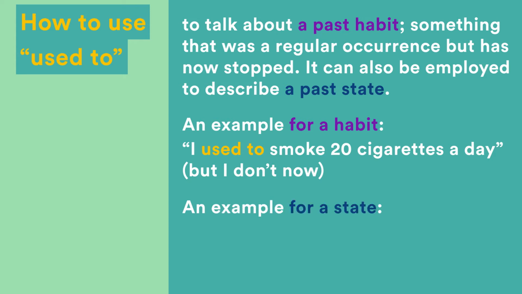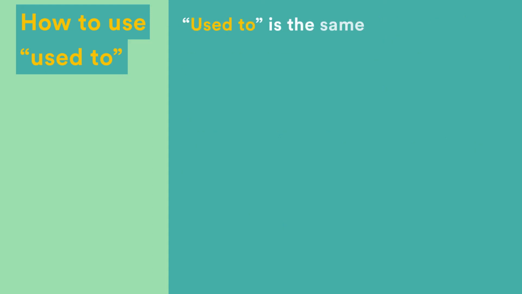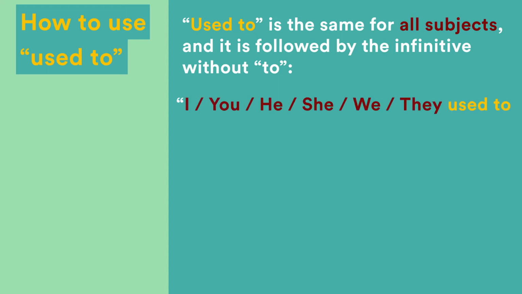An example for a state: We used to live in a seaside apartment, but we don't now. Used to is the same for all subjects, and it is followed by the infinitive without to. So I, you, he, she, we, they used to attend the nearby college.